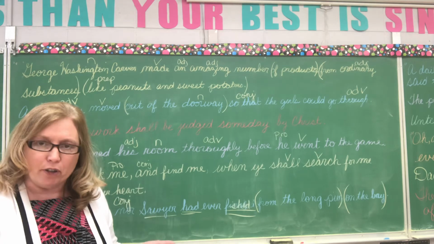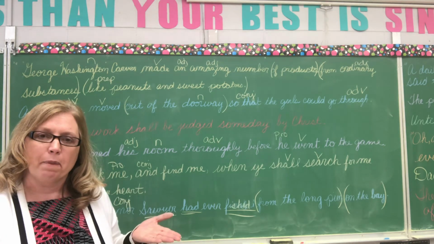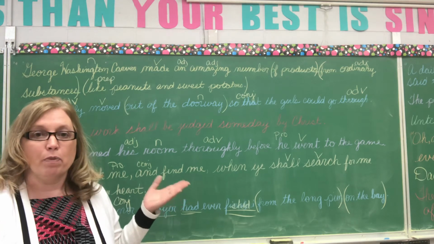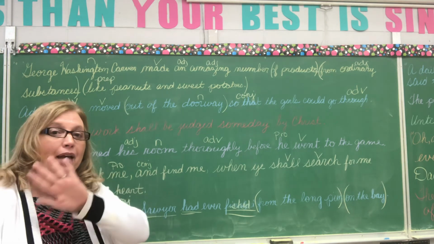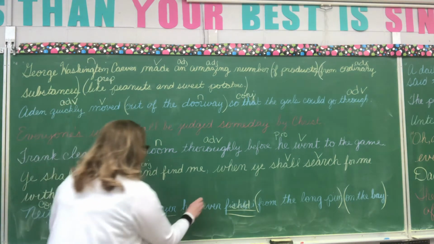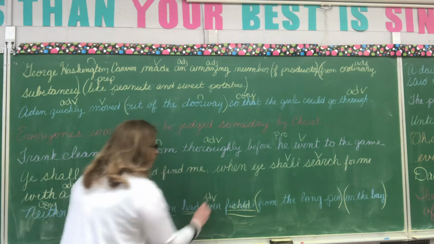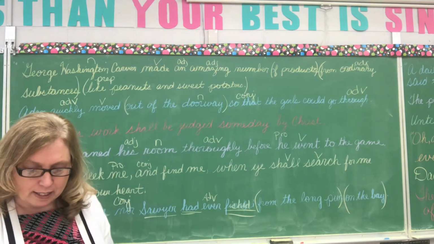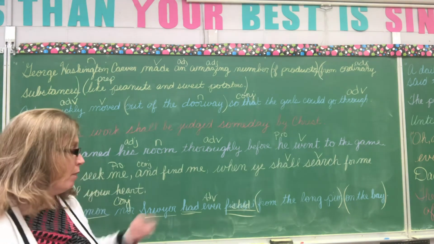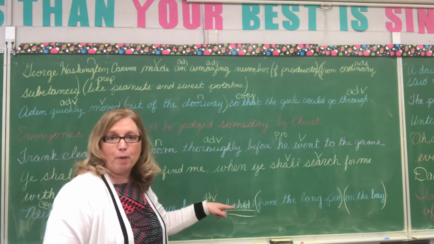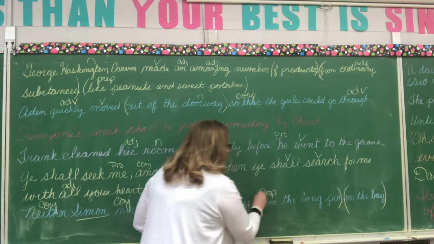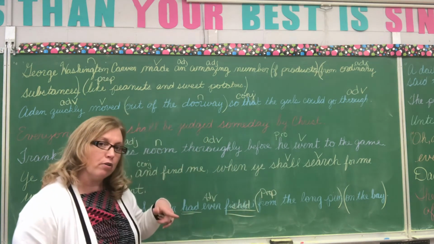What about ever? What is ever? When had they fished? Ever. Remember, an adverb can come anywhere in our sentence. They're the tricky ones, okay? So it's an adverb. Let's continue looking at our sentence. From. What is from? We marked it. It's the beginning of a prepositional phrase, so it is a preposition.